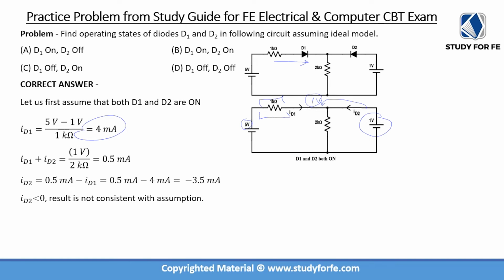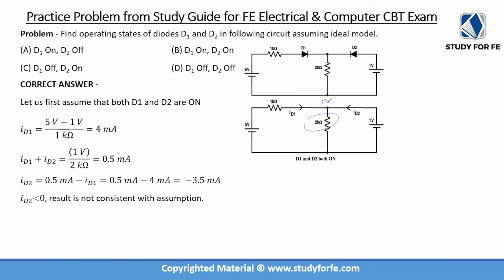We also know that ID1 plus ID2 are the two currents that are entering at this node. So this should be equal to the current which is passing through the 2 kilo ohm resistor. And the current that passes through the 2 kilo ohm resistor is equal to the voltage across this 2 kilo ohm resistor divided by this resistance.